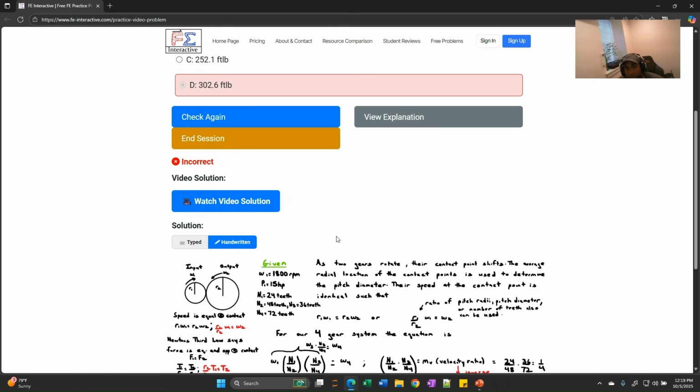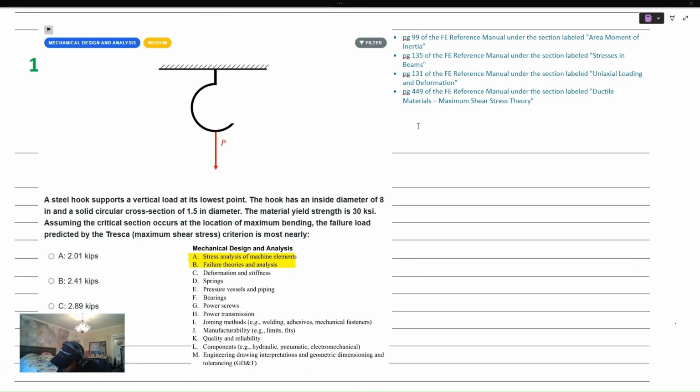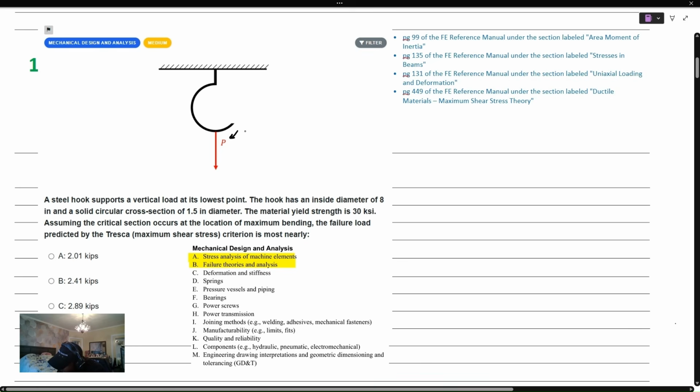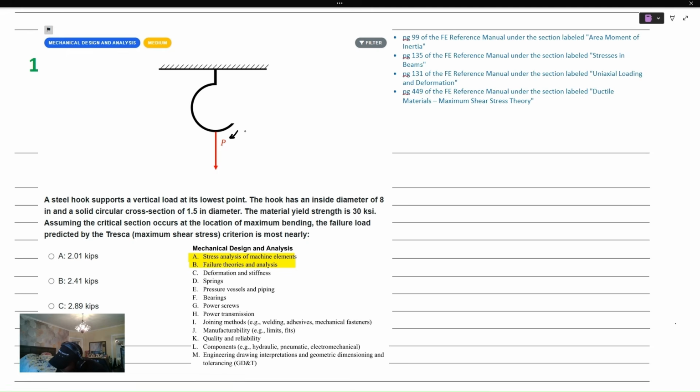Let's go ahead and get into the review. In this problem here, we have a steel hook and it supports a vertical load at its lowest point. That's this load P depicted on the diagram. The hook has an inside diameter of 8 inches and a solid circular cross-section of 1.5-inch diameter.